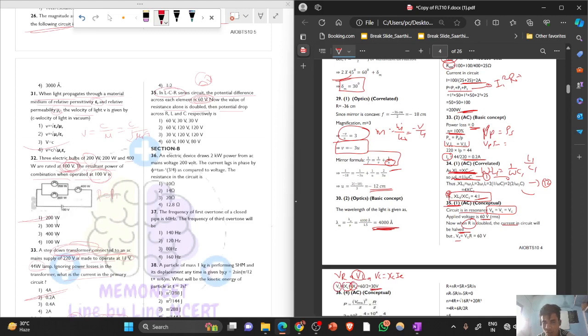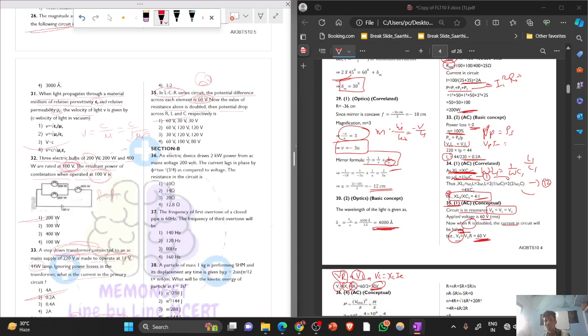And VR, if the resistance is decreased, your VR will decrease. So simply it becomes 60 volt. So VR will be this, and VL and VC will be half, so 30 volt. So 60, 30, 30. So the first option will be your correct answer.